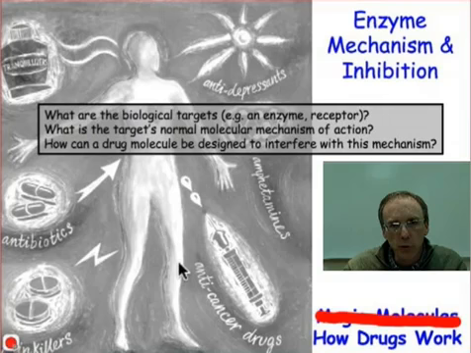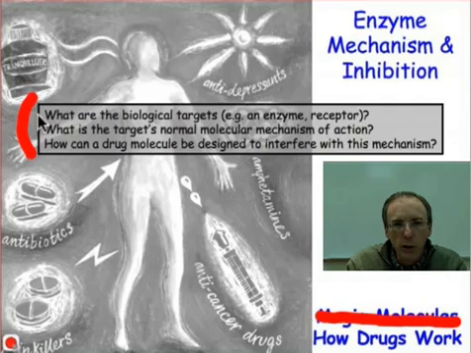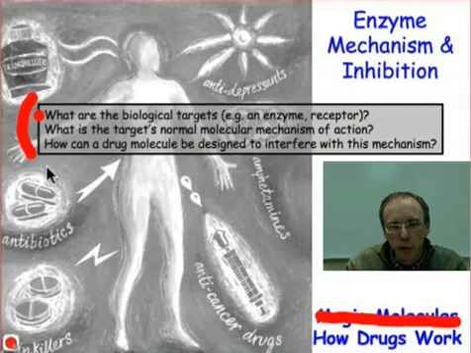In setting out to think about how drug molecules work, the key questions that we're going to be addressing in this webcast and the upcoming webcasts are illustrated for you here. We need to stop and think about what are the biological targets of interest. What molecules, what proteins, for example, might we want to interfere with in order to achieve selective toxicity, or what proteins might we want to inhibit in order to correct some diseased state.